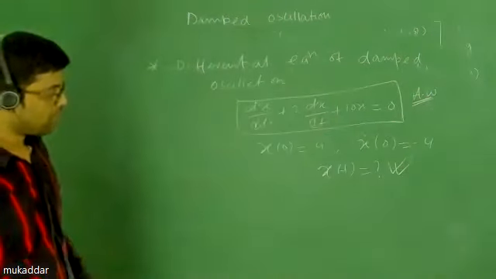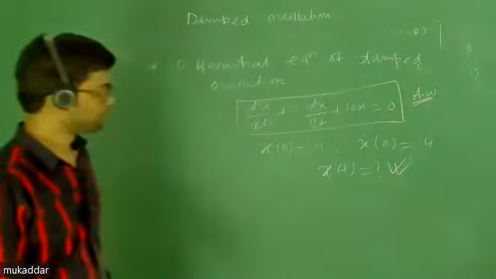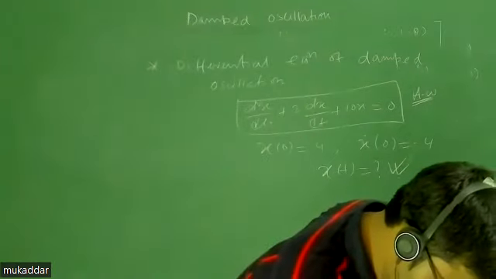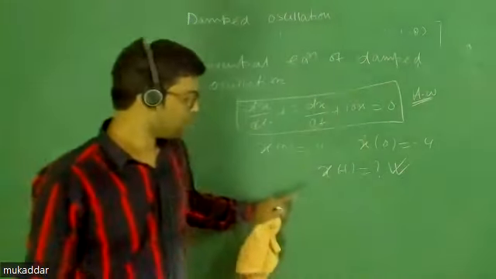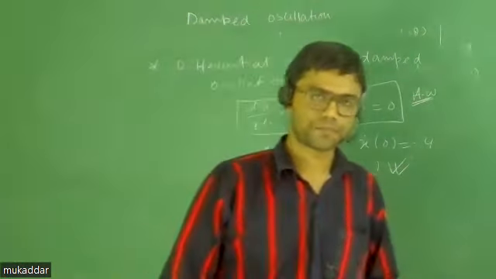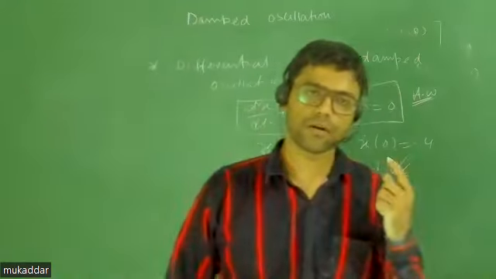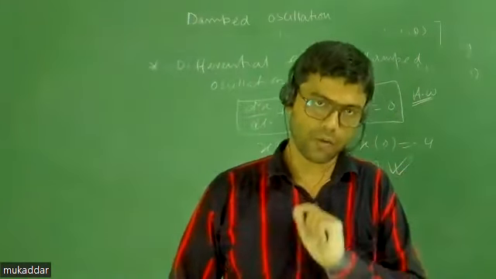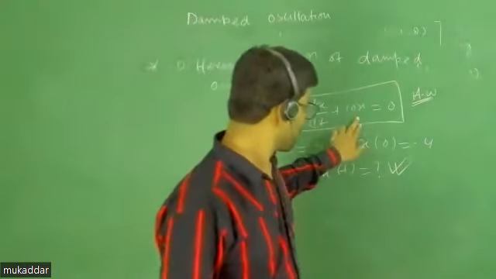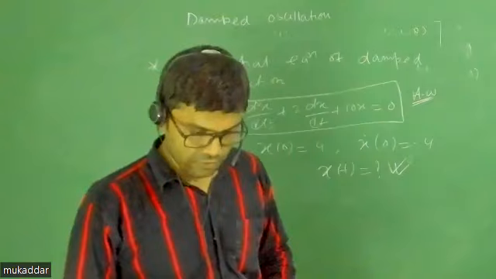x0 equals 4, x dot 0 equals -4. Okay, please try to solve this question. You have to find xt. Here two conditions are given, and from there you will get the values of a1 and a2. In the general solution there are two unknown quantities, a1 and a2. The rest, beta and omega naught, will come from the equation itself. So a1 and a2 you will obtain from these two boundary conditions. Okay, so please try to solve this question.